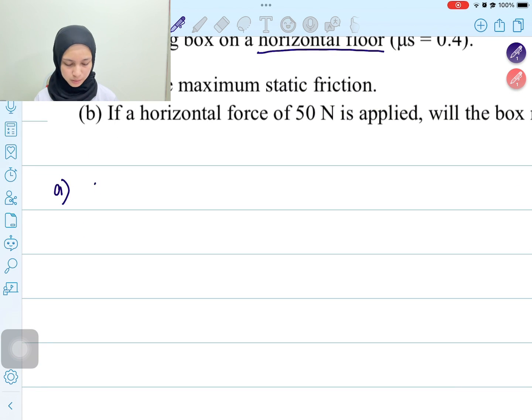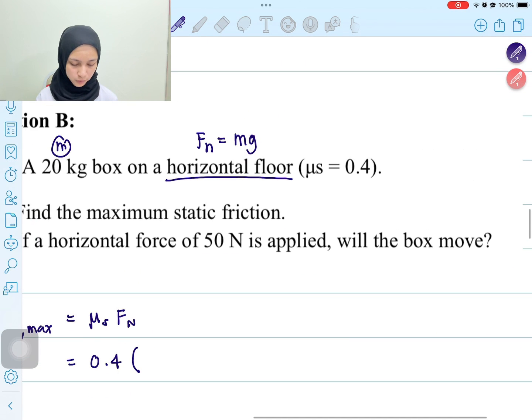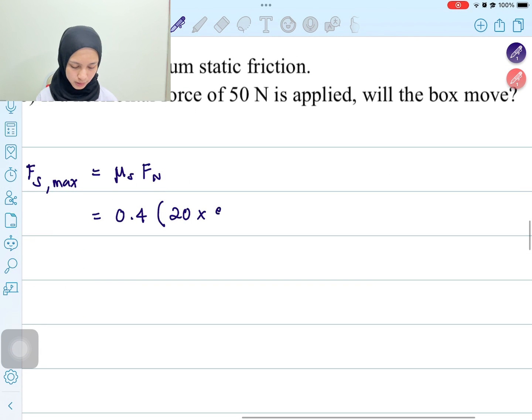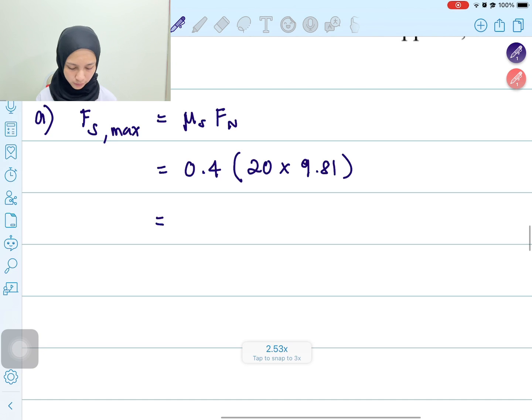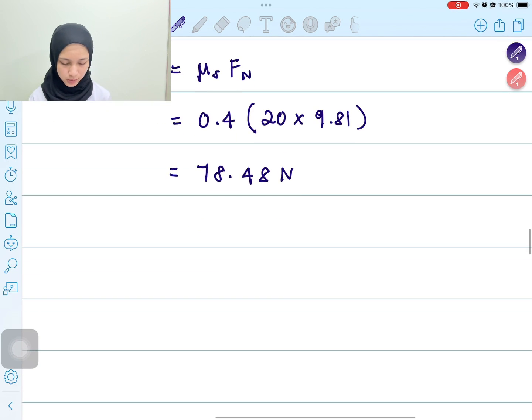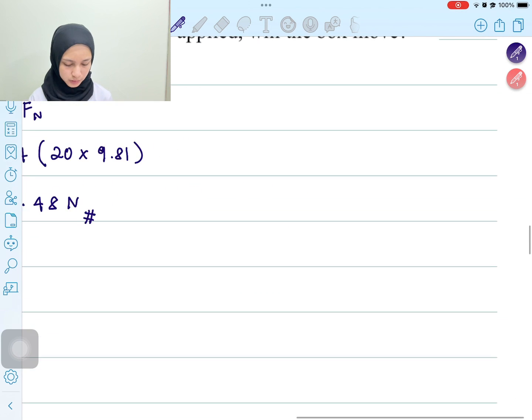To find the maximum static friction, it's basically the maximum static friction equals the coefficient of static friction multiplied by the normal force. So we just put in the value 0.4 times, as we know the normal force is equal to the weight, so 20 kilogram times 9.81, which is our gravity. So we're going to get the value 78.48 Newton. This is the maximum static friction of the box on the horizontal floor.